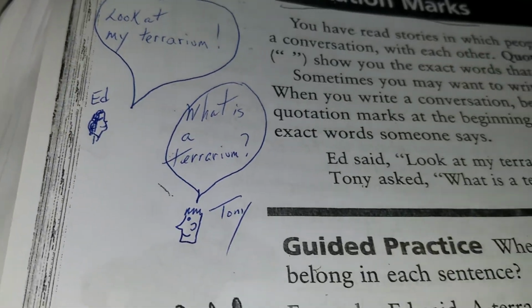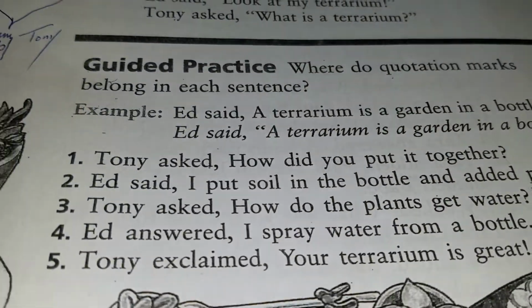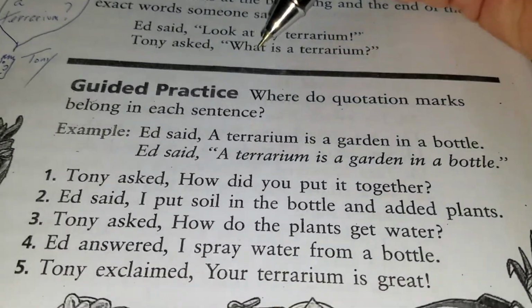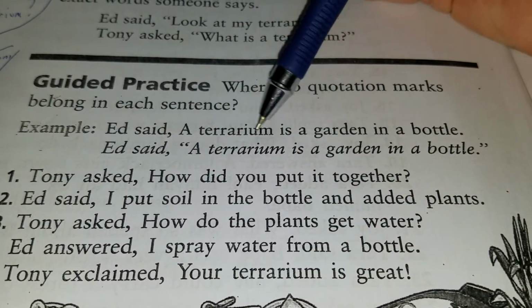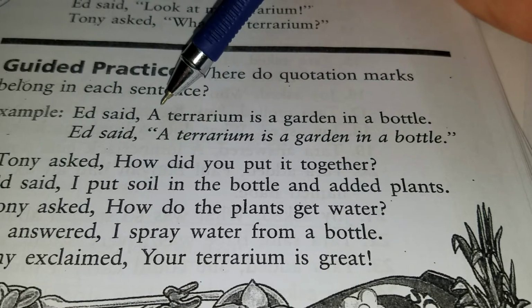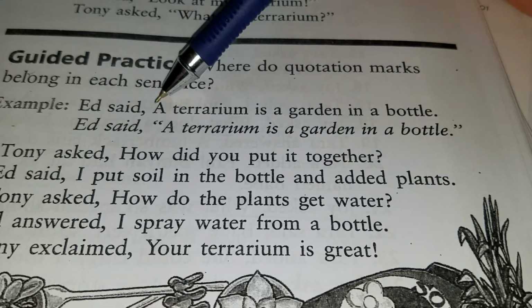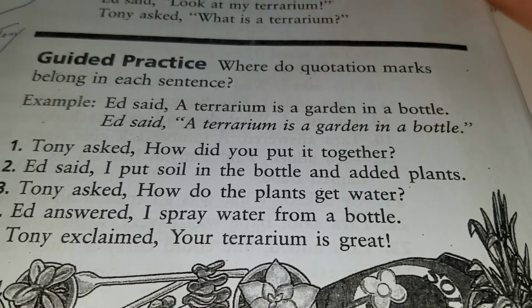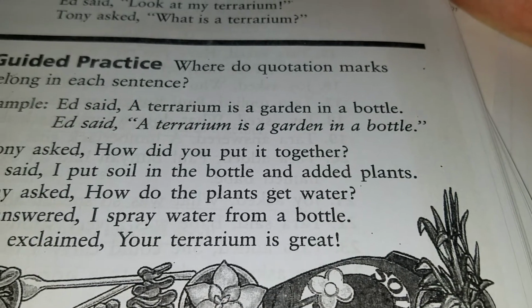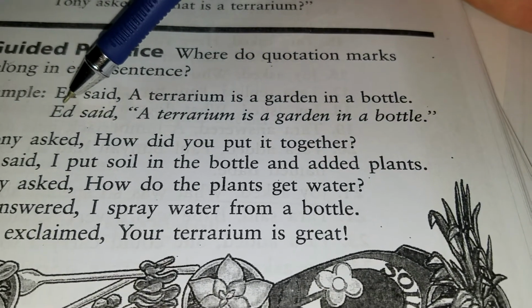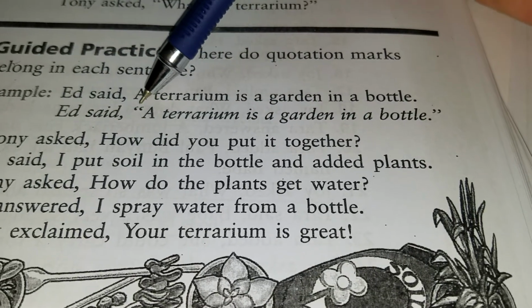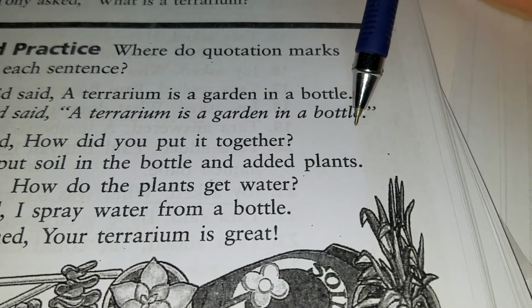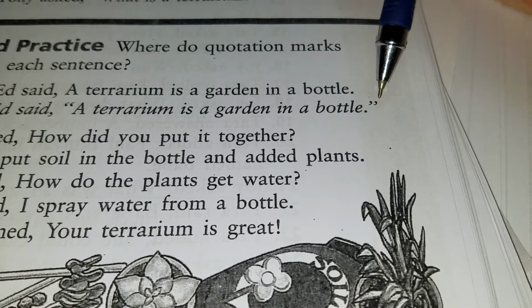So just to get your brain back from the break, all right, let's look down here at the guided practice. Where do quotation marks belong in each sentence? Okay, the example is Ed said a terrarium is a garden in a bottle. So what actually came out of his mouth is this sentence starting here, ending here. Ed said is the identifier or the tag, depending on which nomenclature you want to use. So if you were going to fix it, you would have Ed said, comma, then open your quotes. A terrarium is a garden in a bottle, period, then close your quotes. Notice that, okay? It's period, then close the quotes.